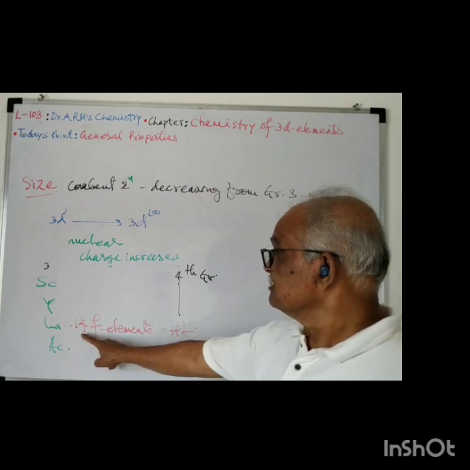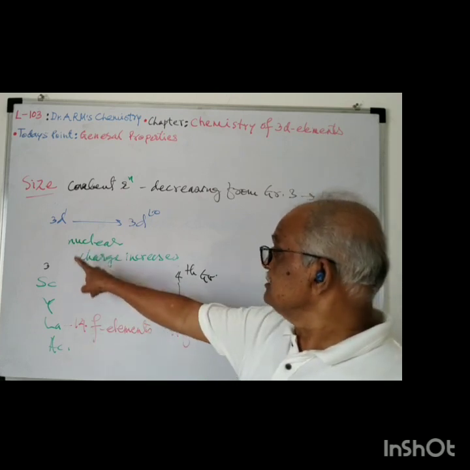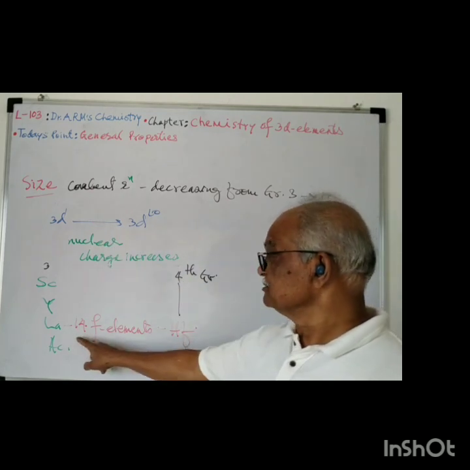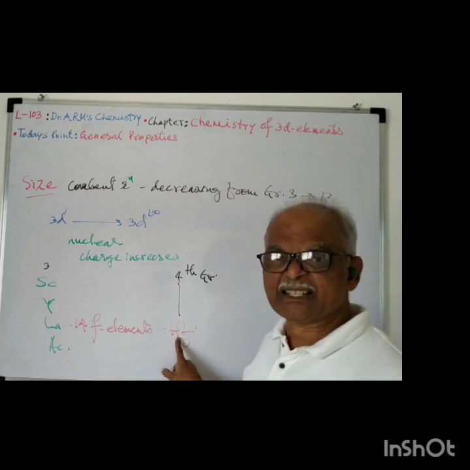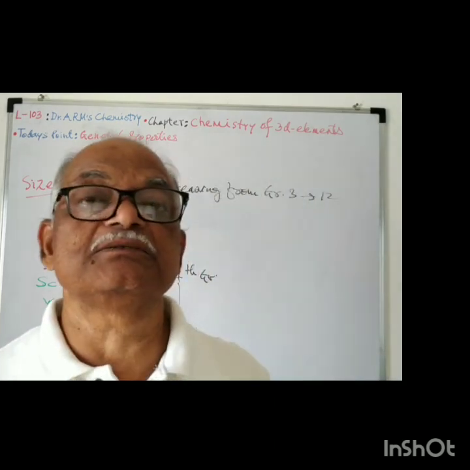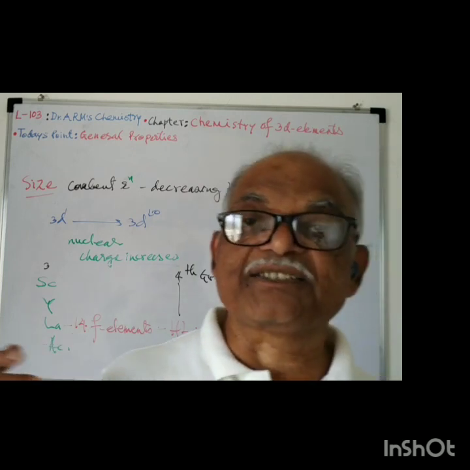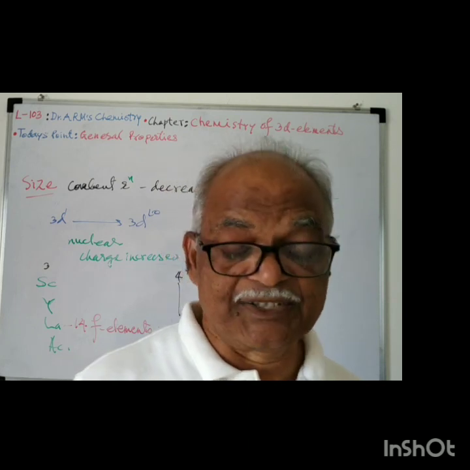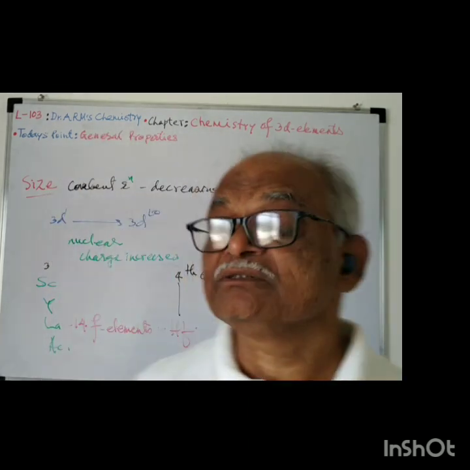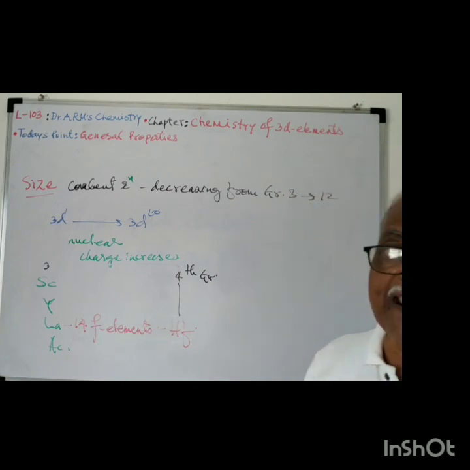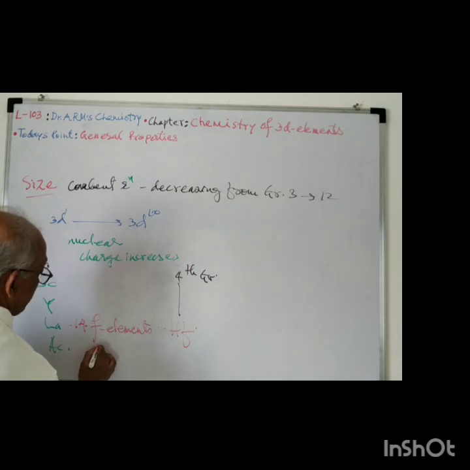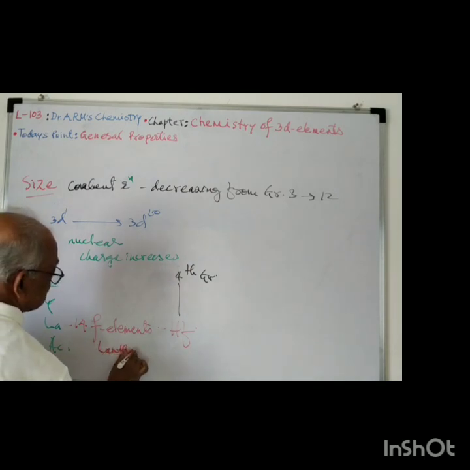It will begin with the 5d series here. So the electron goes into the d subshell in hafnium, lying next to lanthanum but coming after the 14 elements called lanthanides. These lanthanides show a contraction of the size, and this is called the lanthanide contraction.